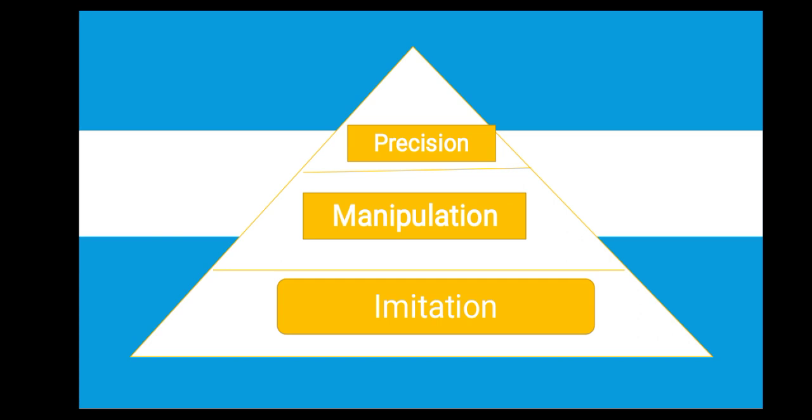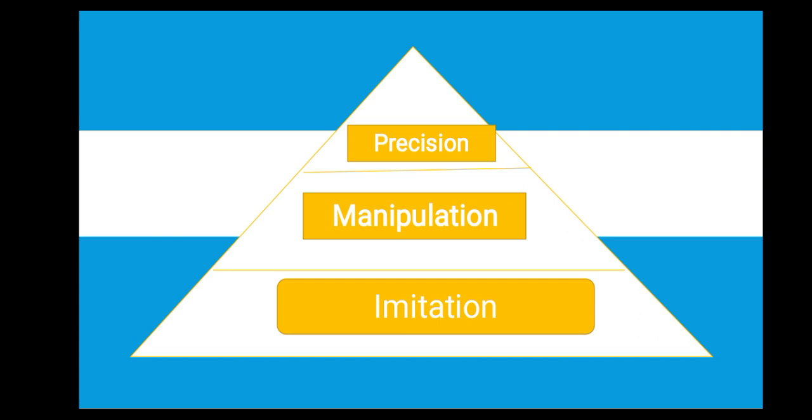So precision: accuracy, proportion, and exactness exist in the skill performance without the presence of the original source. So it means students can perform a skill independently.